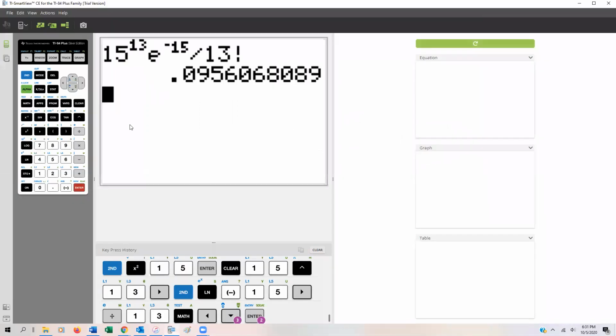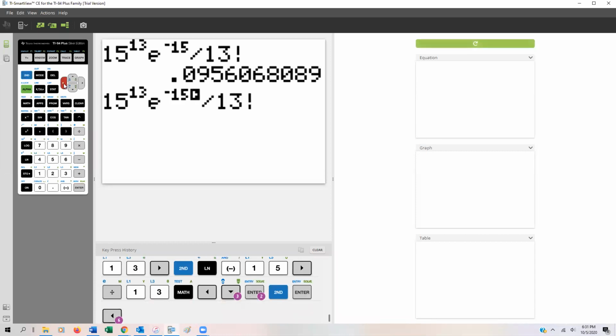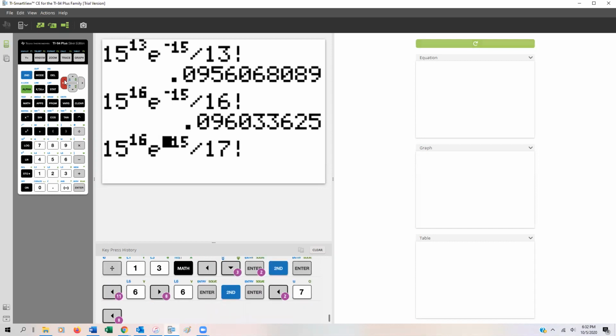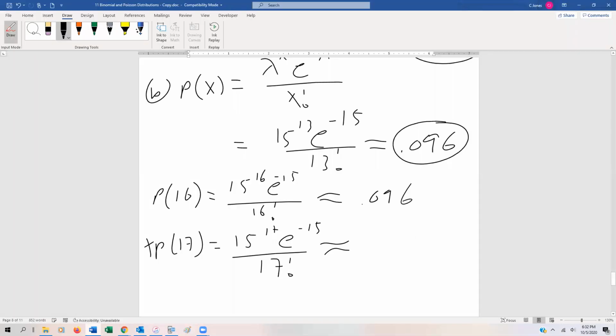The good news is we've already programmed them in our calculator. So we can just hit second enter, and we can do that trick that we've seen a time or two. So 15 to the 16th, e to the minus 15 over 16 factorial. All right, and then we're going to hit second enter. Might as well just do 17 while we're here. And 0.096 and 0.085. All right, and then we're just going to add those together to get 0.181.